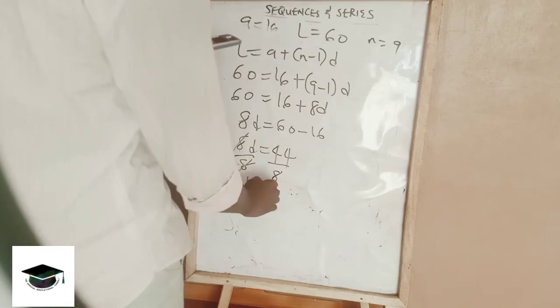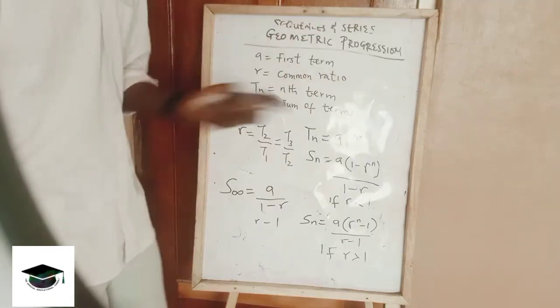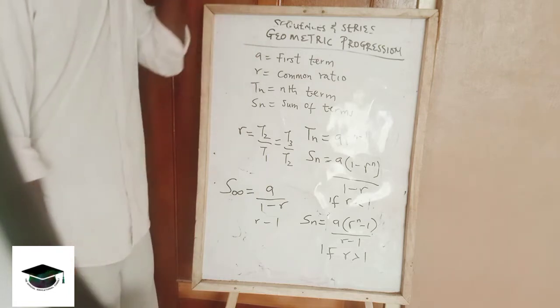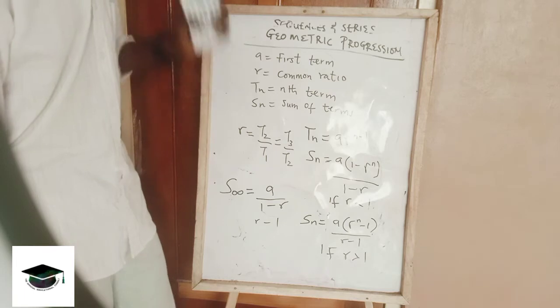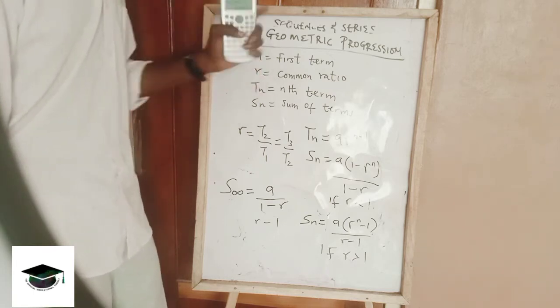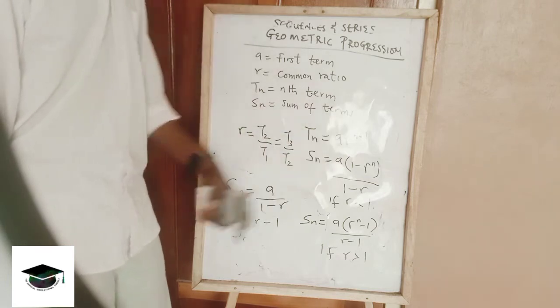So your common difference is going to be what? 5.5. That's the common difference in sequence and series. Anyone? With geometric progression, which is GP, it's the same thing here: we have our first term A, R is the common ratio, Tn is the nth term, and Sn is the sum of terms.